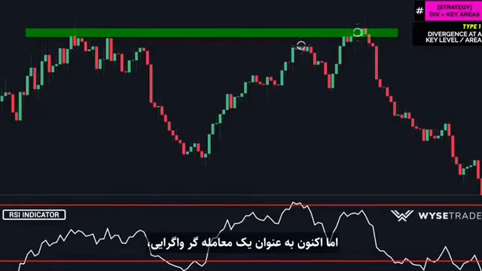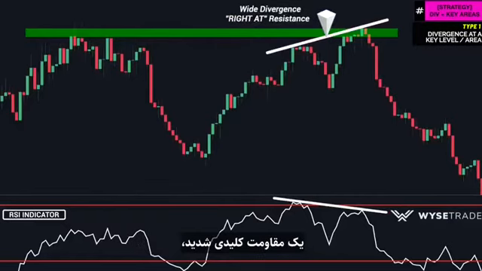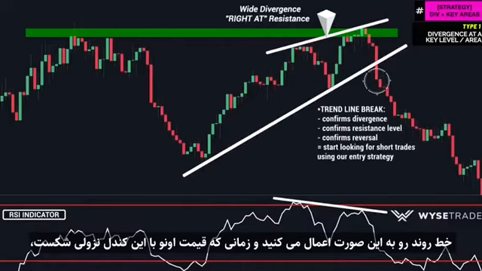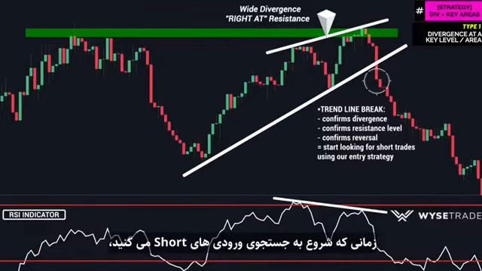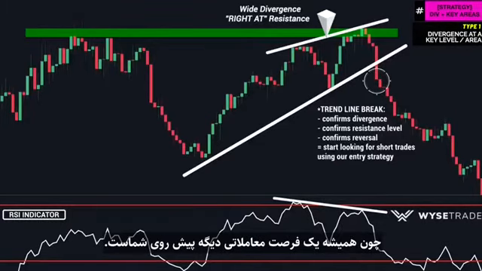But now, as a divergence trader, once you noticed this wide divergence form right at key resistance, you would apply your trend line like this. And once price broke it with this bearish momentum candle is when you would start looking for trade entries short. This also shows why you should never chase trades, as there's always another trade opportunity coming up.